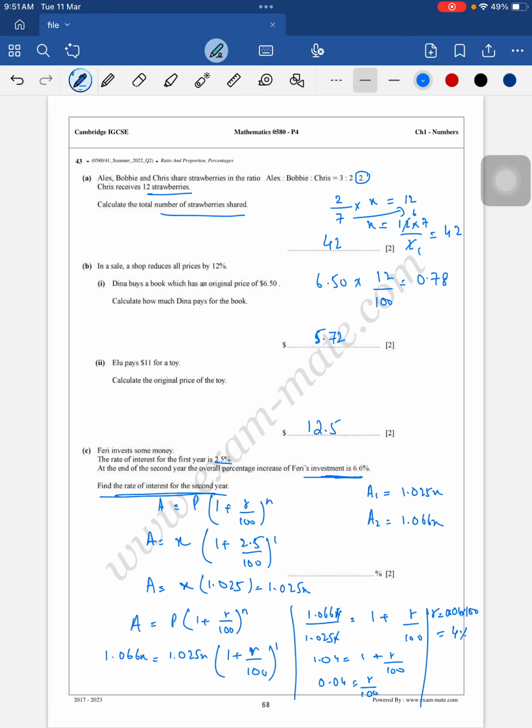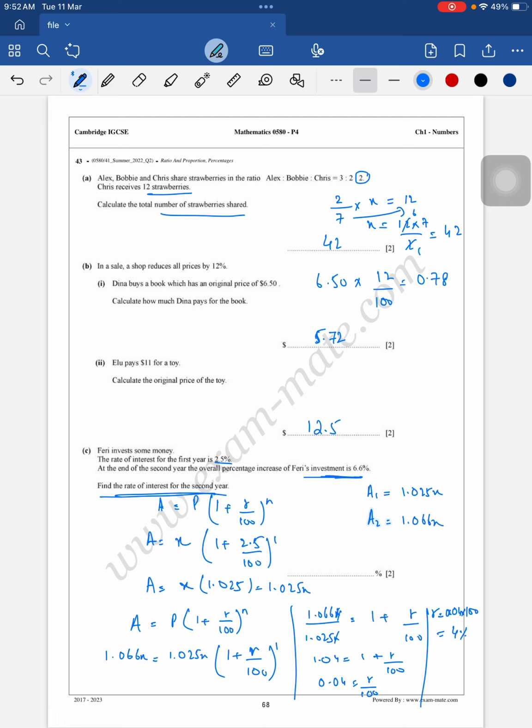So a little bit tricky type of question. The rate of interest for the first year is 2.5%, which we applied to get the amount for the first year. And at the end of the second year, the overall percentage increase of Ferry's investment is 6.6%. So the total amount, which was 100%, increased by 6.6, means 1.066 or 106.6%, right? So I use this for the second year.